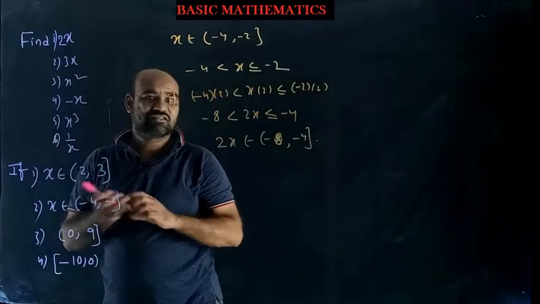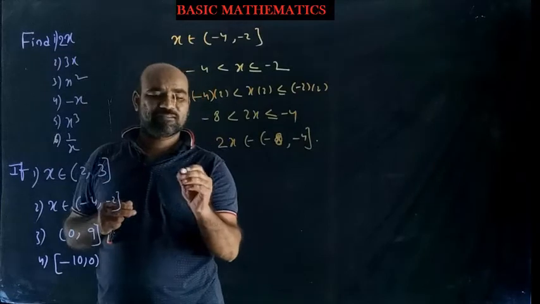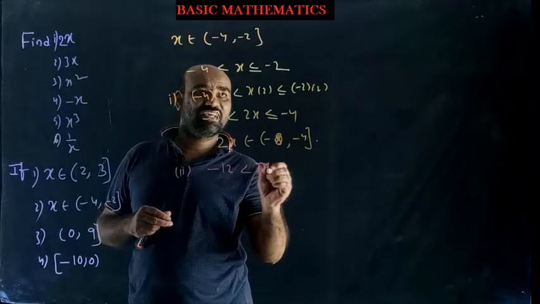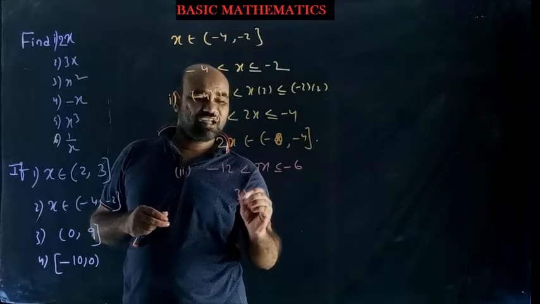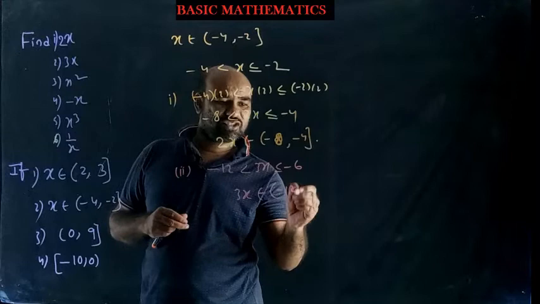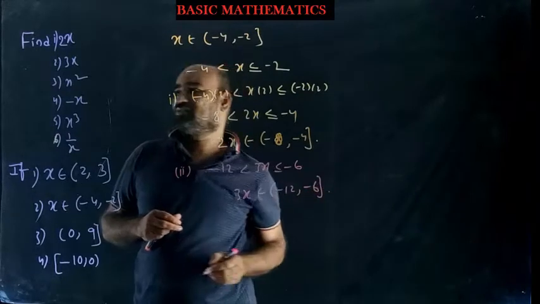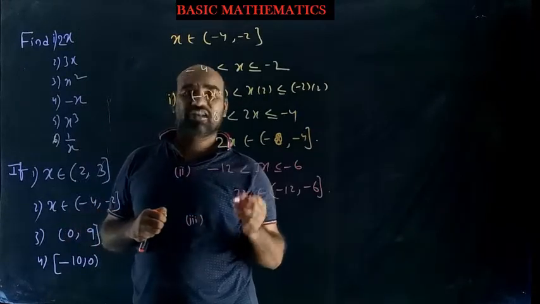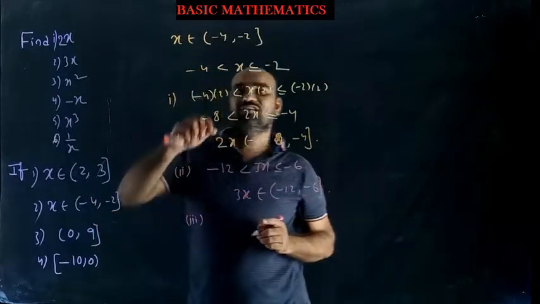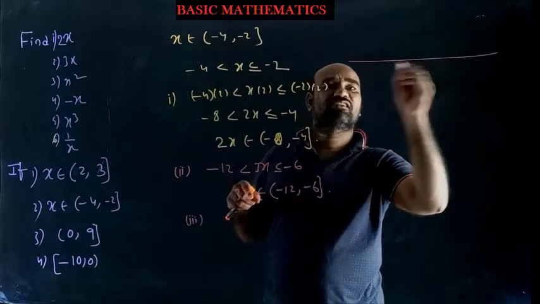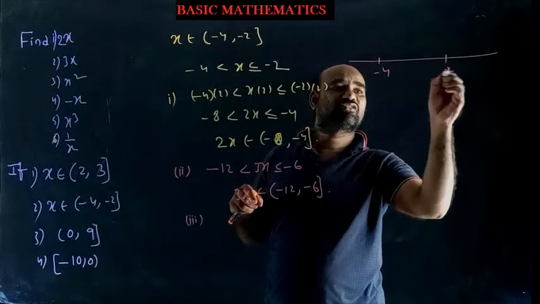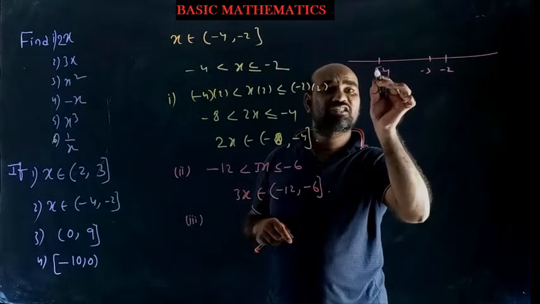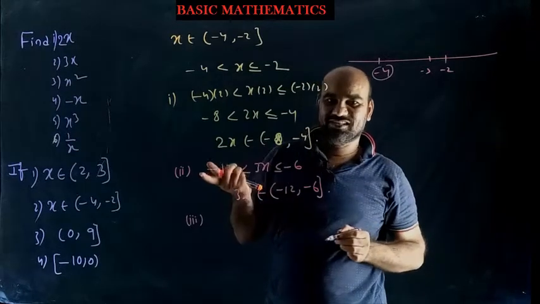Okay. So second one, 3x, in a similar manner. Just multiply by 3: minus 12 is less than 3x less than or equal to minus 6, or 3x belongs to open minus 12 to closed minus 6. So the third one is interesting, squaring, an interesting thing. Squaring, negative quantities are there. So observe here on the number line: here minus 4, here minus 2, here somewhere minus 3. Okay, if minus 4 is squared, it gives 16.